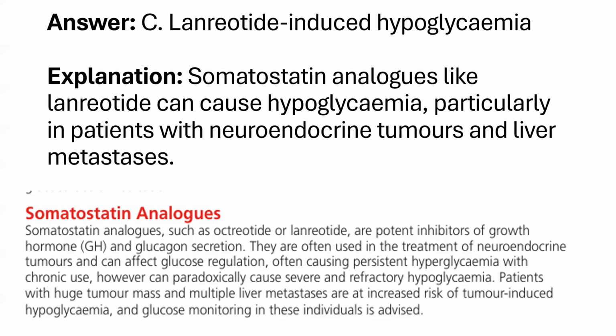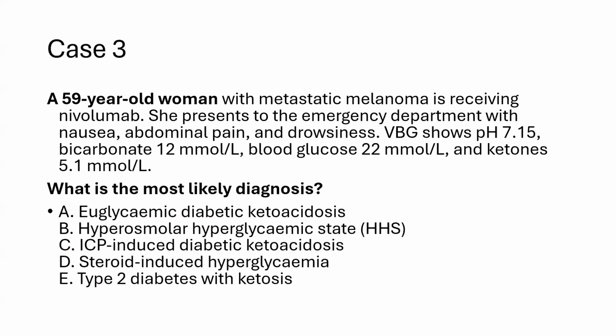Now, moving on to question number 3. Here we have a 59-year-old woman with metastatic melanoma. She is receiving nivolumab. She presents to the ED with nausea, abdominal pain, and drowsiness. Her VBG clearly shows she's acidotic with a pH of 7.15, bicarbonate of 12. Blood glucose is high at 22, and she definitely has very high blood ketones at 5 millimole per liter. So, what is the most likely diagnosis? Is it euglycemic DKA? Is it hyperosmolar HSS? Is it ICI-induced DKA? Or is it steroid-induced hyperglycemia? Or is it type 2 diabetes with ketosis?